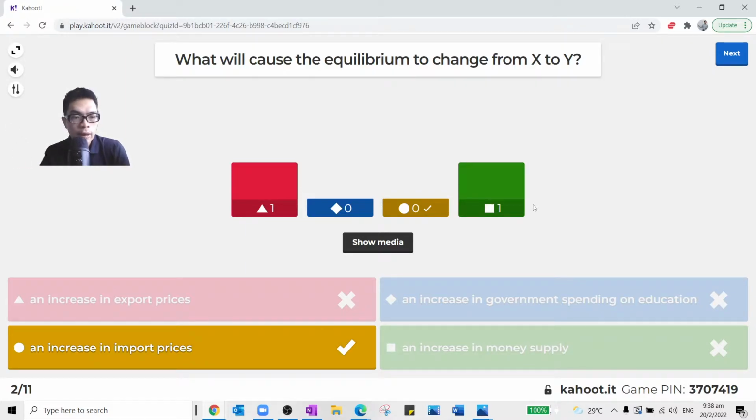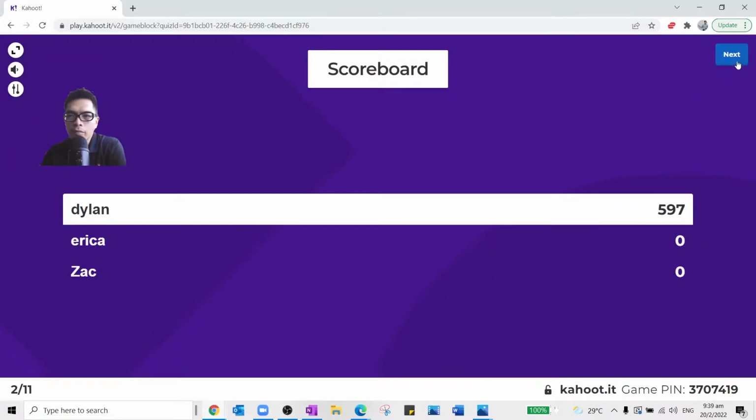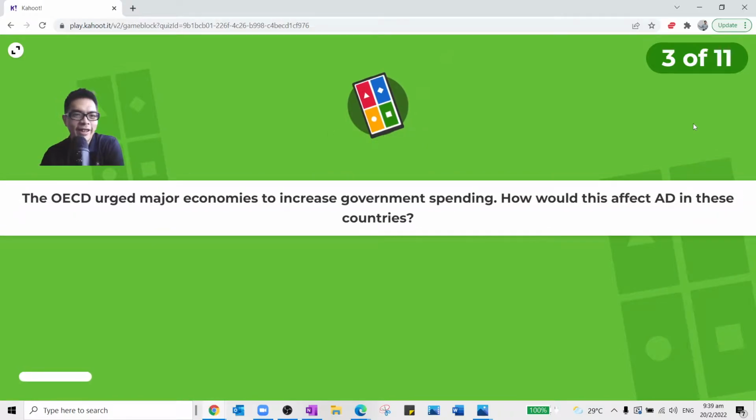So you realize that the import price is the correct answer. Why? Because it's related to today's topic on inflation. So the assumption is, the country is importing raw materials from the rest of the world. And therefore, when there's an increase in the import price, the imported cost of production is going to go up. The AS curve is going to shift to the left. So pay attention to keywords such as import and cost. Unfortunately, none of y'all get it right.